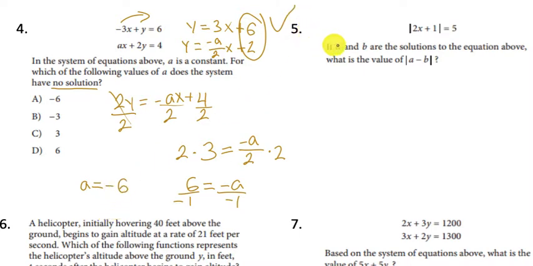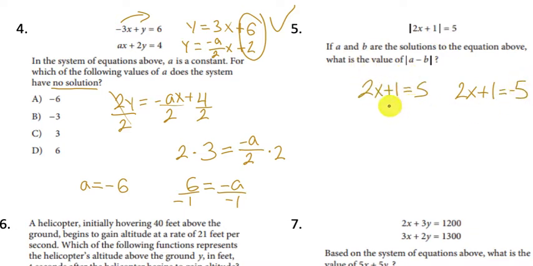Number 5. If a and b are solutions to the equation above, what is the value of the absolute value of a minus b? First, we need to figure out what the solutions to the equation above are. Whenever we have an absolute value, we need to break it down into two separate equations. One is going to look exactly the same, and the other, whatever side is opposite to the absolute value, we're going to multiply by negative 1.